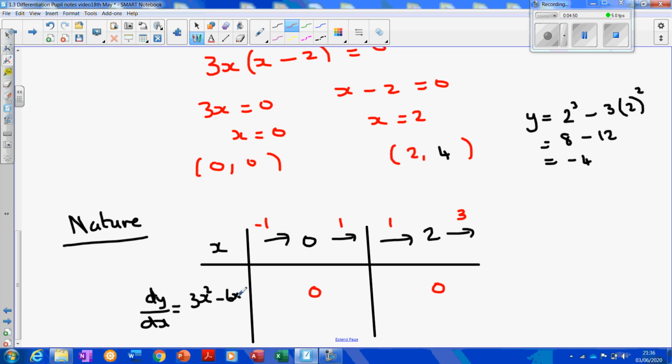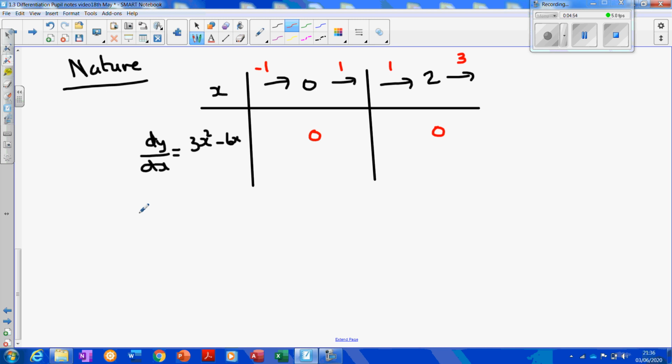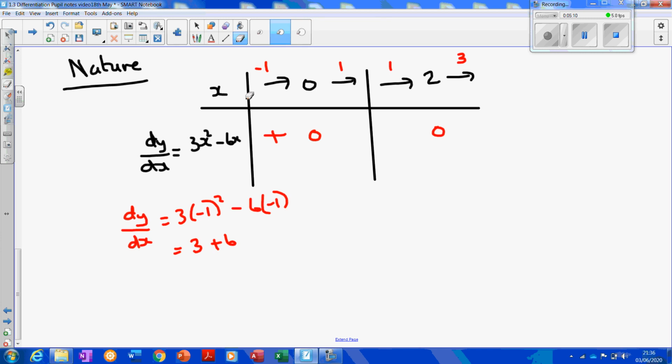So when x is minus 1, if I work out dy by dx, I'll write it underneath here. dy by dx would be 3 times minus 1 squared minus 6 times minus 1, which is 1 times 3 is 3, plus 6, so it's 9, so it's positive. Don't need the number, I just need to know whether it's positive or negative.